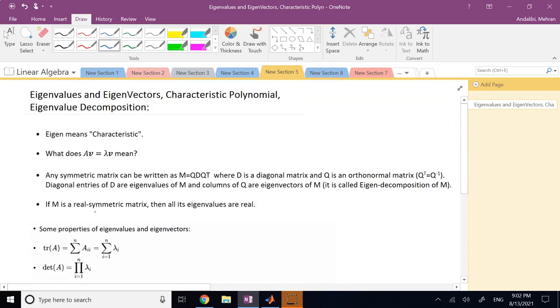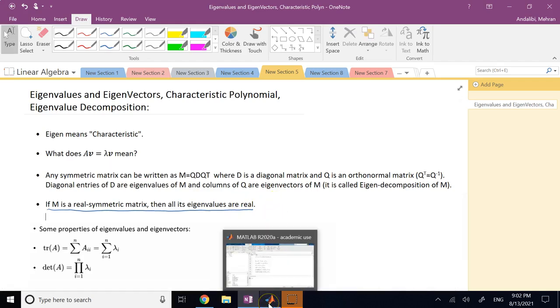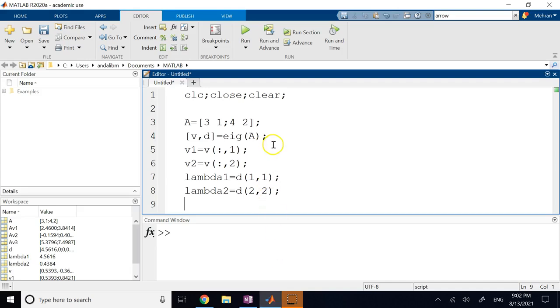So first, if a matrix is a real symmetric matrix, all eigenvalues are real. So we can show that if a matrix has all real entries and it's symmetric, then all eigenvalues are real. And you might be asking me, are there matrices whose eigenvalues are not real numbers? And the answer is yes.